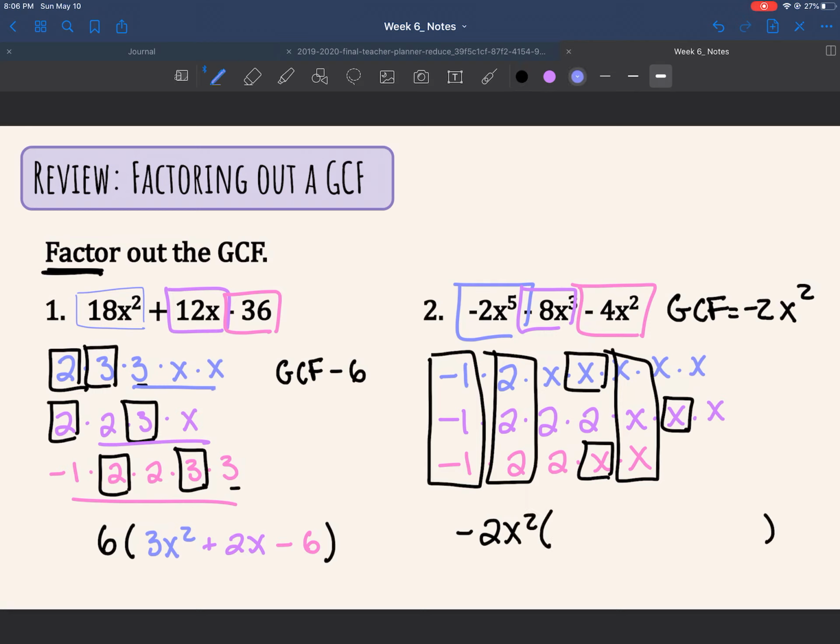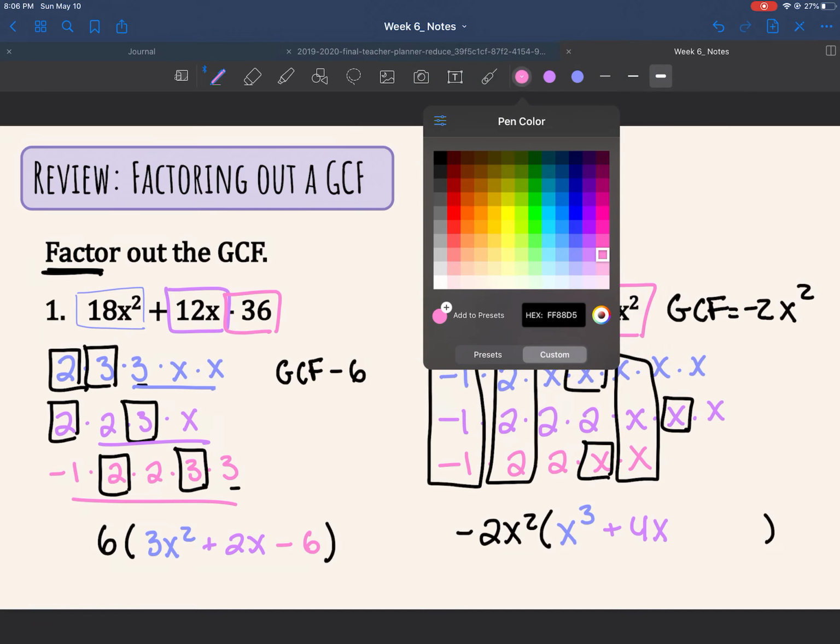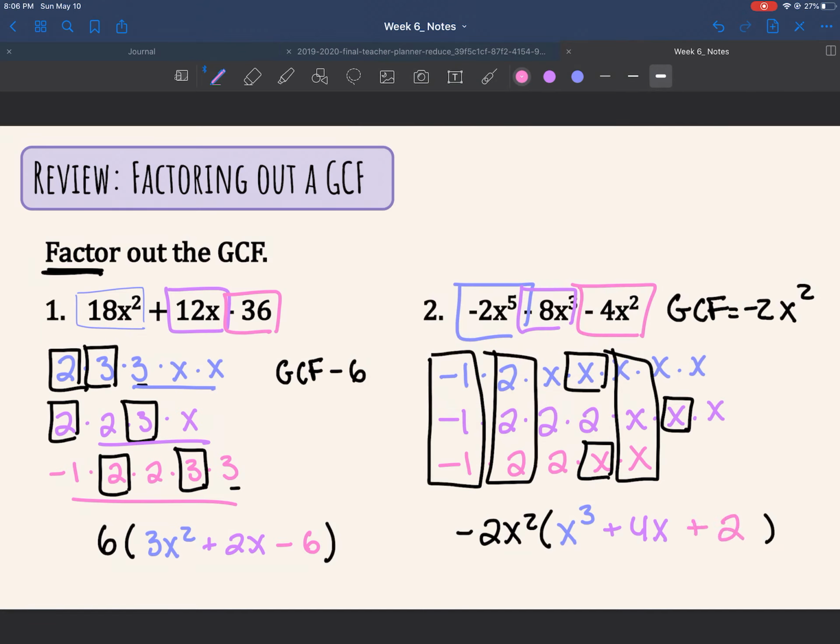Okay, so going back, right? If I go back up to my top row, I'm only left with 3 x's, so x cubed. Looking at my second row, I'm left with 2 2's and an x, so that's going to give me 4x. And then my third row, all I have left is a positive 2. Now it's really important we factor out that negative 1 because each term was negative. So that is a piece that we can pull out.